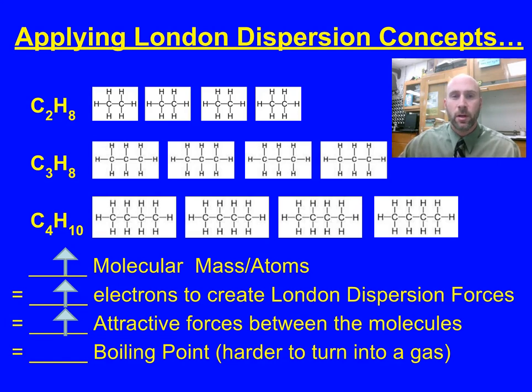And as a result, it makes it harder to get this one to boil. It's harder for this one to evaporate. This one is a little bit stronger, it's going to be stronger than this one, and this one's going to be stronger than this one. The smaller the molecule is, the weaker that London dispersion attraction is going to be, just because there's fewer electrons. There's not as much going on there.